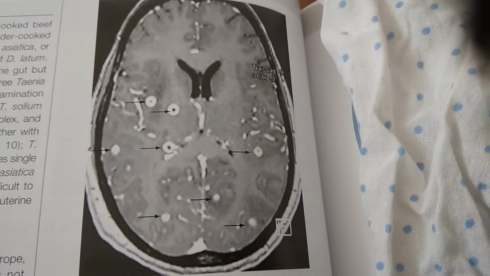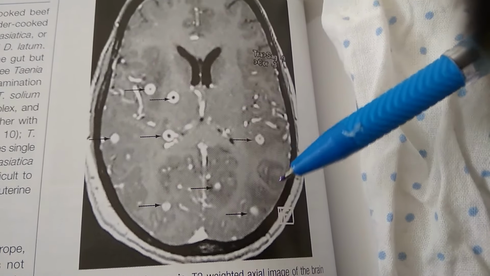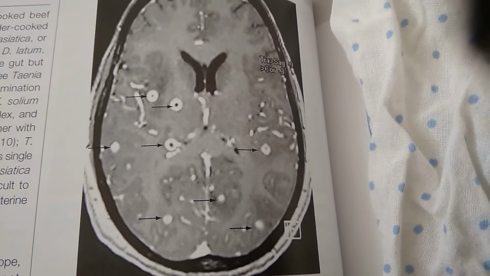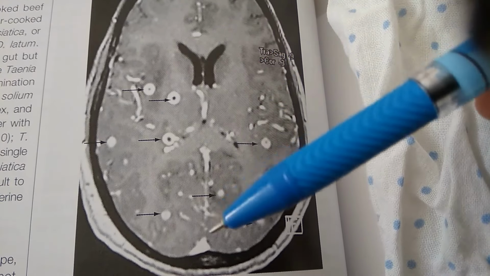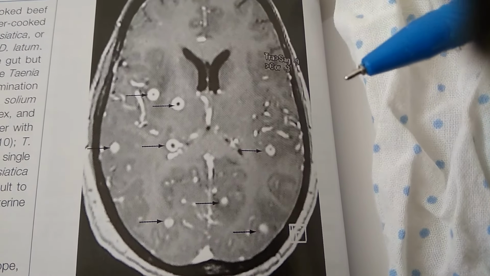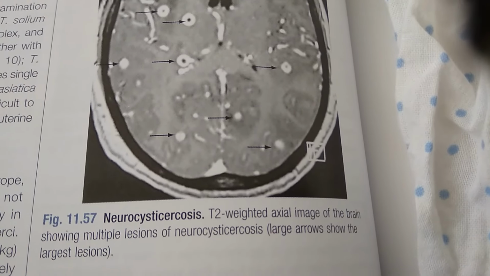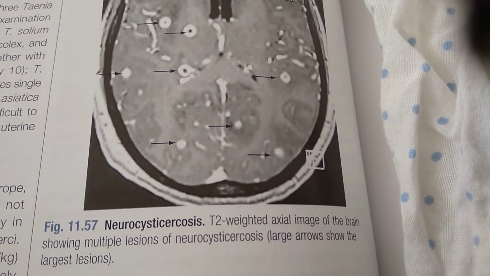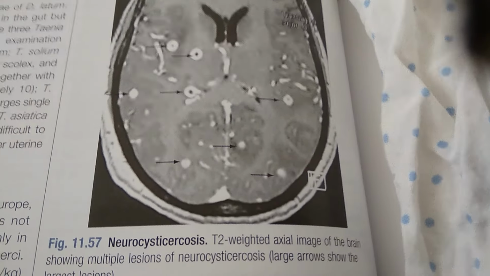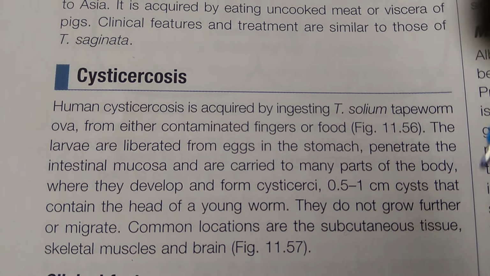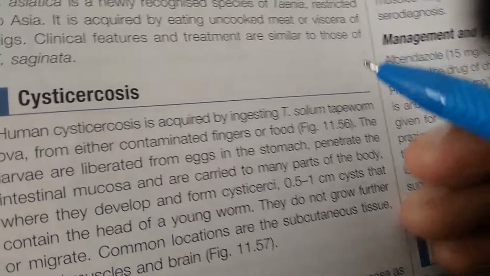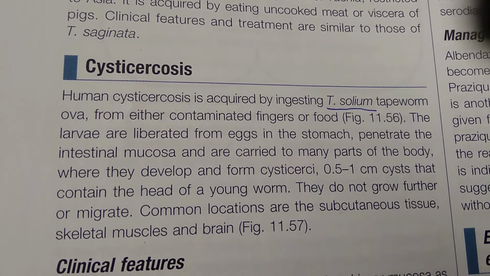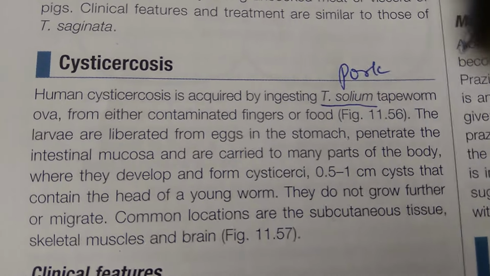Okay, what do you see here? This looks like an MRI. Brain here. What do you see here? Some lesions, multiple lesions. They have seemed to have marked some big circles. This is neurocysticercosis. So they are showing you the multiple lesions. They have shown the largest lesions. The arrows are showing the largest lesions. This happens because of tapeworm. Can you see here? Taenia solium. The tapeworm, okay? This is actually a pork tapeworm.